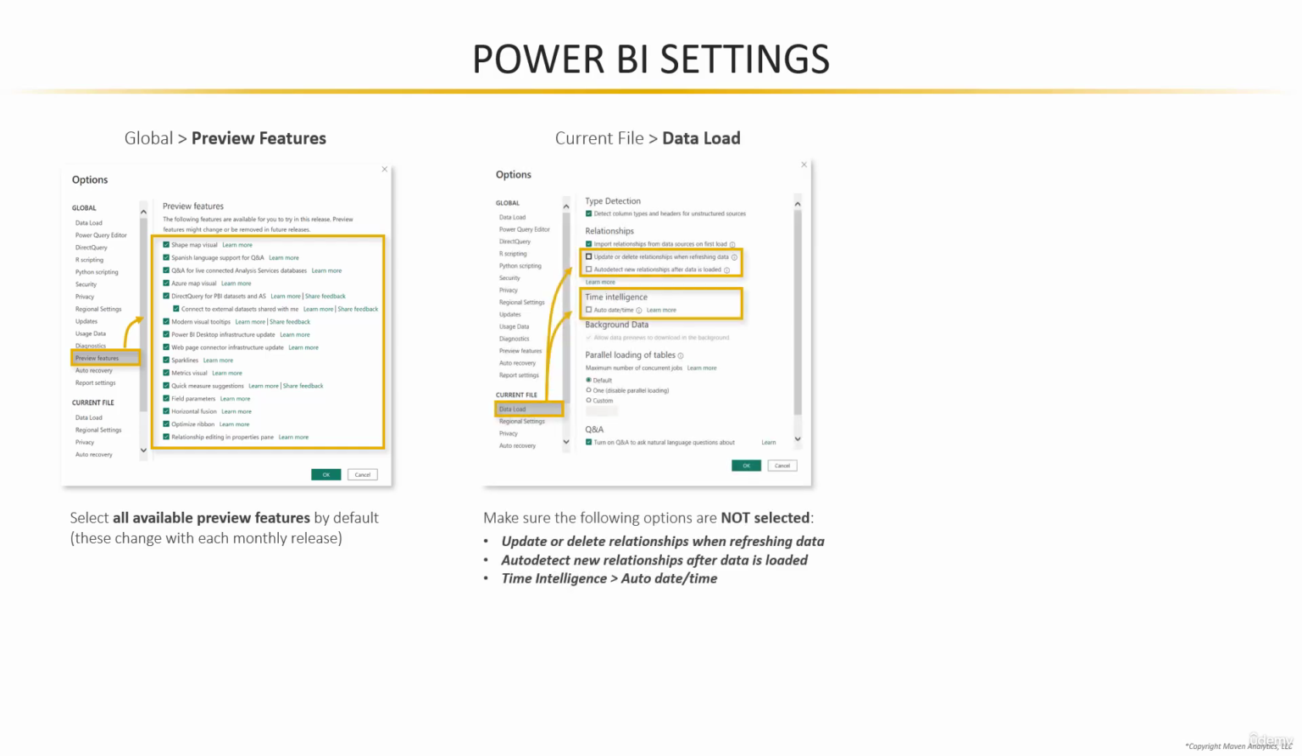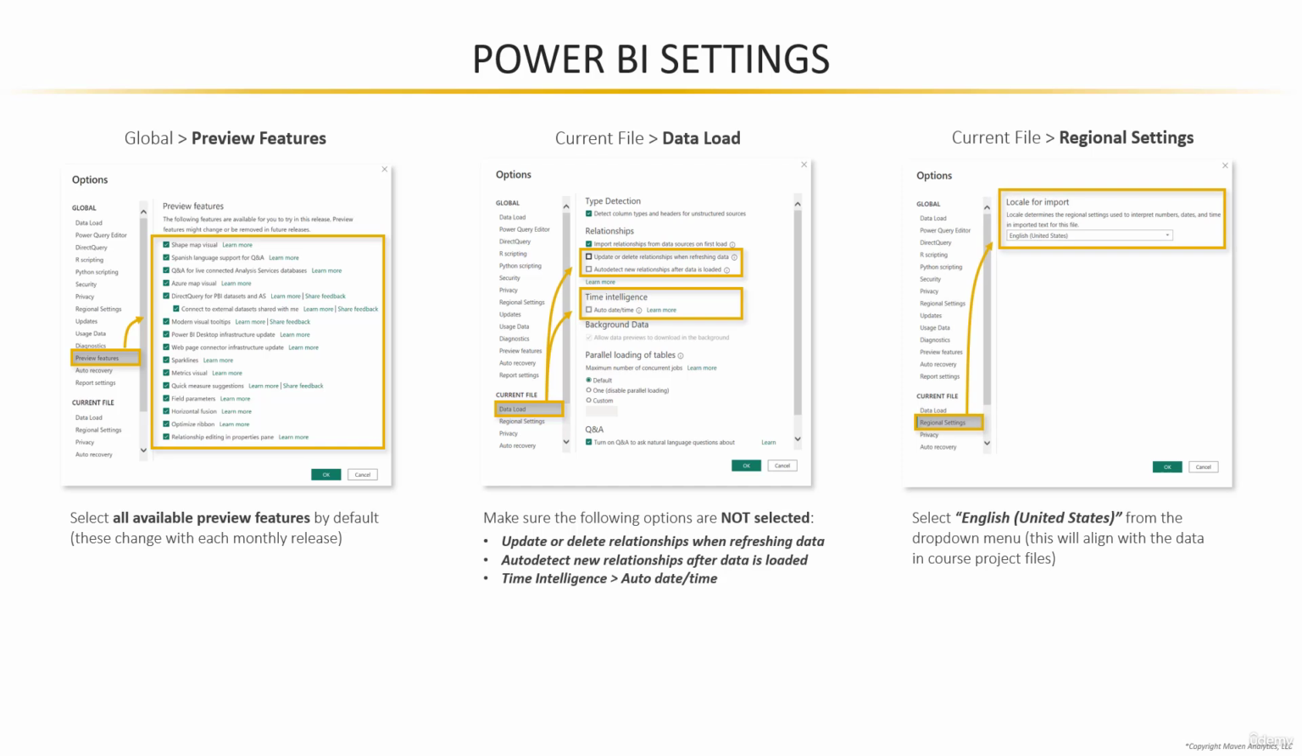Next, in the current file data load section, this one's important. We're going to deselect 3 specific options here: update or delete relationships when refreshing data, auto detect new relationships after data is loaded, and time intelligence auto date time. Now, normally these are pretty handy features because they allow Power BI to automatically detect or identify relationships between tables that you're loading and create models automatically. But for the purpose of this course, I want to start from scratch, and we're actually going to build these relationships manually together so that we understand exactly how and why they work.